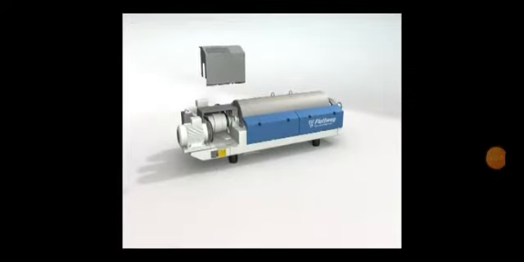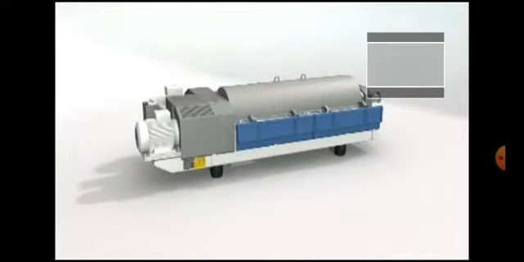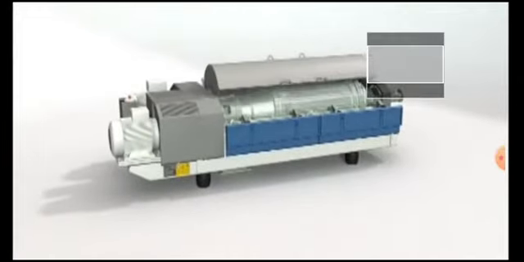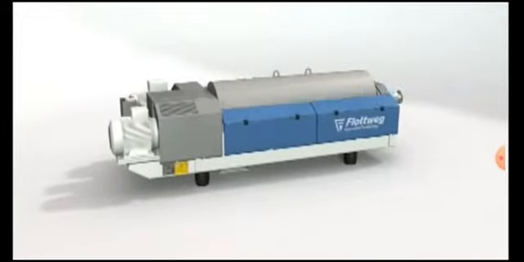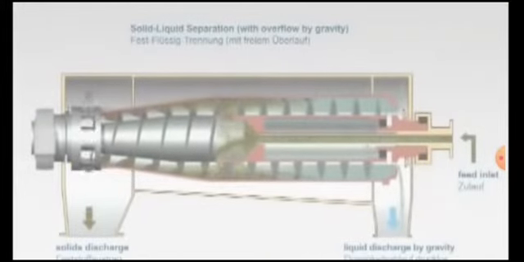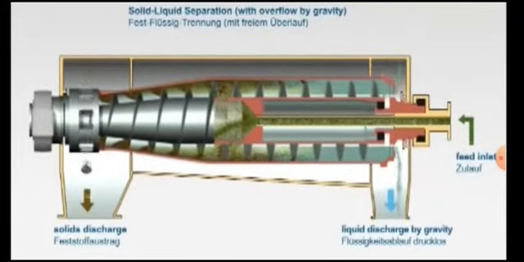This is the decanter centrifuge. You can see in this video. So you can see the rotor inside. It is a closed system, and you can see the operation of this. So you can understand very easily.